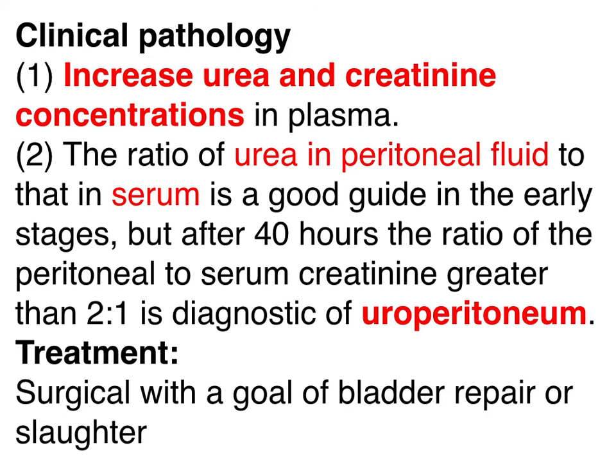Clinical pathology أو التشخيص المختبري: increased urea and creatinine concentration in plasma. The ratio of urea in peritoneal fluid to that in serum is a good guide in the early stage, but after 40 hours a ratio of peritoneal to serum creatinine greater than 2:1 is diagnostic of uroperitoneum. إذا ما حدثت النسبة 2:1 فمعناها بالتأكيد أنه يعاني الحيوان من rupture of bladder و uroperitoneum.